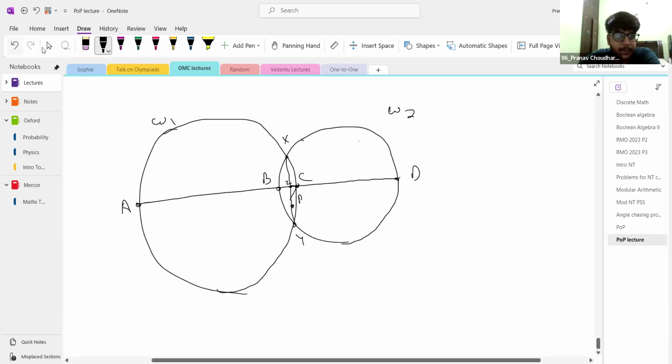Intersect CP with omega 1 at M and BP with omega 2 at N. So prove that AM, DN, and XY are concurrent.